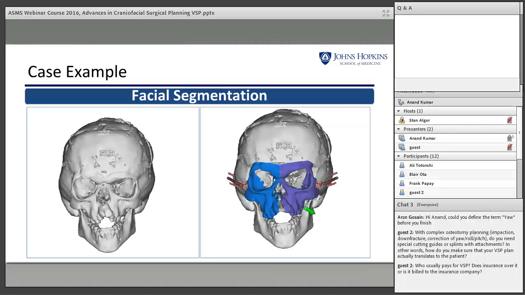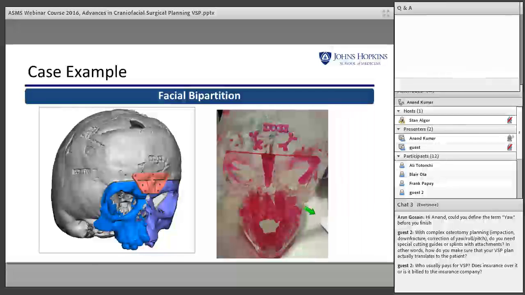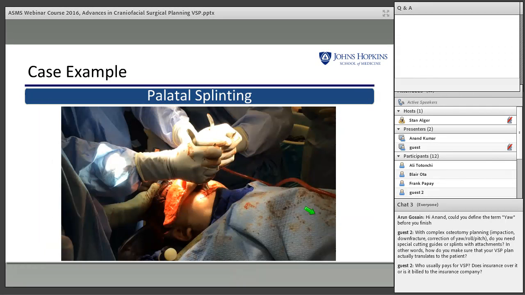Here's an example of the facial bipartition. I think getting a custom splint made for this during down fracture can be very helpful. I don't find the VSP particularly helpful for the bipartition procedure, but I do find predicting and designing the V-shaped wedge excision does save some time by having this pre-drawn as a cutting guide. I think that's actually quite helpful compared to taking time with the calipers to measure the intercanine distance. And obviously, the palatal splint is much faster to make virtually than you doing it in your lab for the down fracture and to avoid iatrogenic splitting.